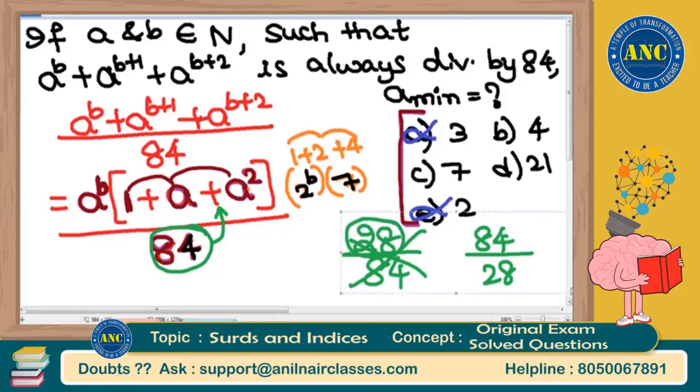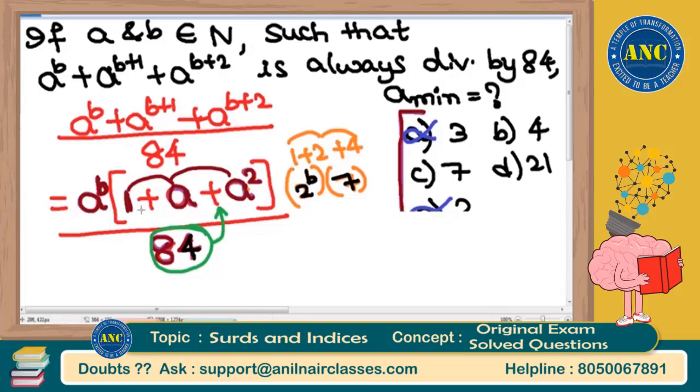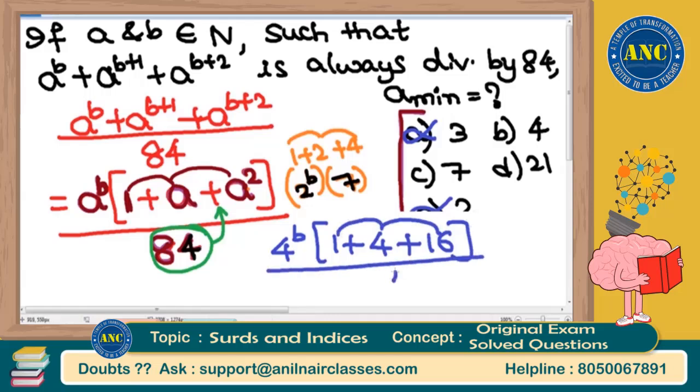Put a value 4. Suppose I put a value 4, check it out right now. If I put a value 4, think logically, it is 4 power something. Here it is 1 plus 4 plus 4 square, which is 16. This is 21 divided by 84, right? Now see here, if I take the minimum value, can I say that b is a natural number?